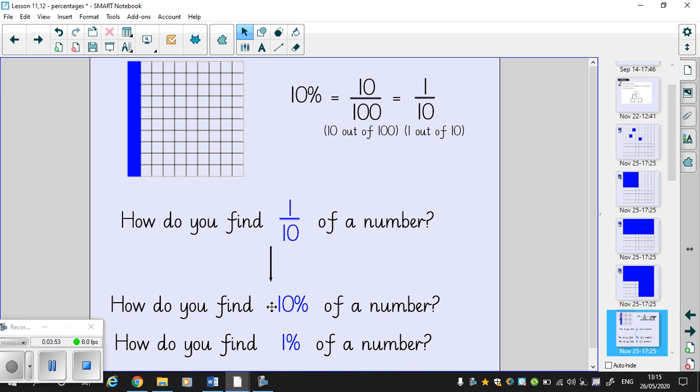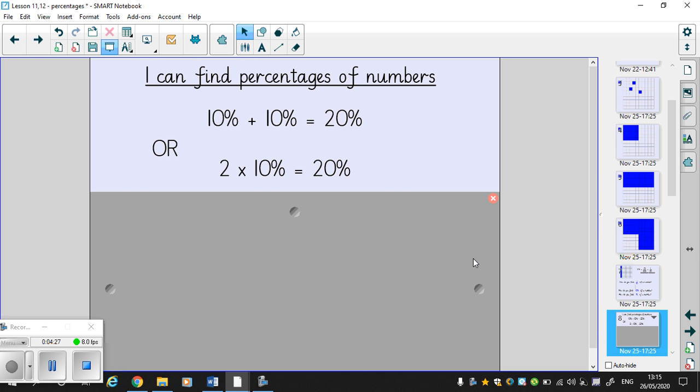And that makes sense. If we're dividing by 10 to work out 1/10 of a number, to work out 1% of a number, 1% is 10 times smaller. We've got to divide by a bigger number. So recap on that again. To work out 10% of a number, we divide by 10. To work out 1% of a number, we divide by 100. I can find percentages of numbers.